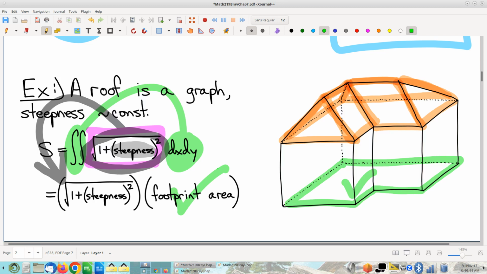If you know that slope, you know the factor, boom, you know how much surface area you've got, you know how many shingles you need to buy, etc. So neat how multivariable calculus comes up sometimes in the real world. Okay. Pausing. Questions? Everybody's happy?